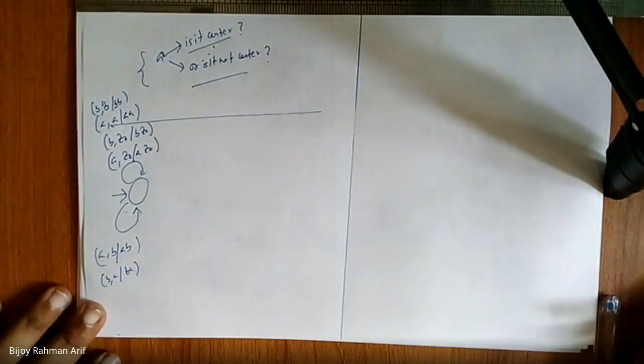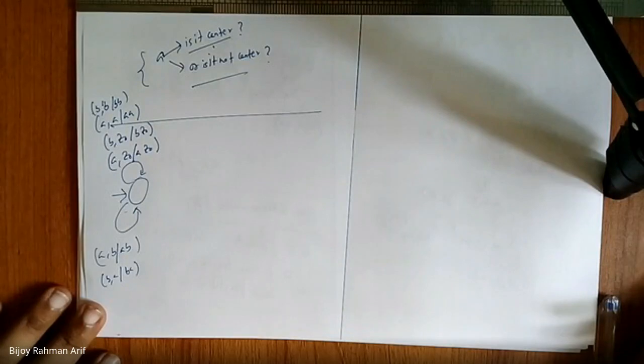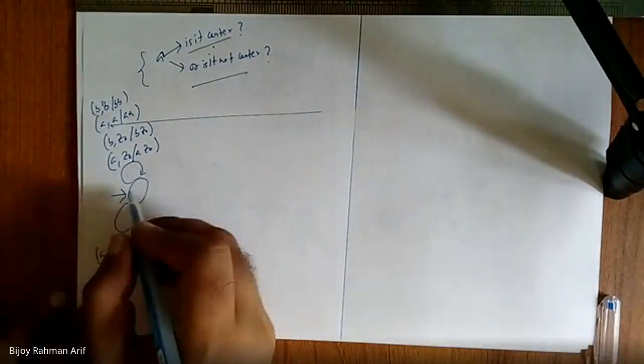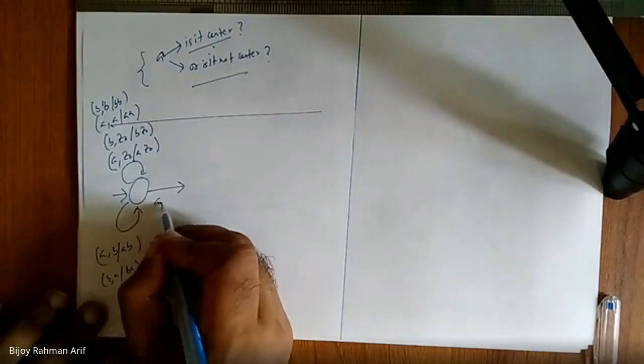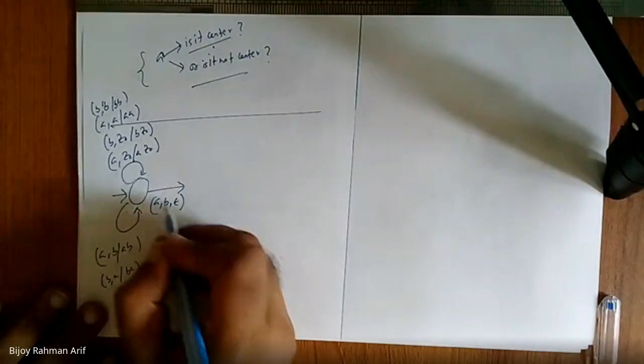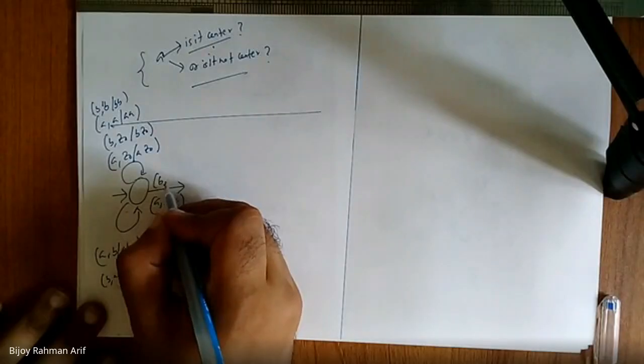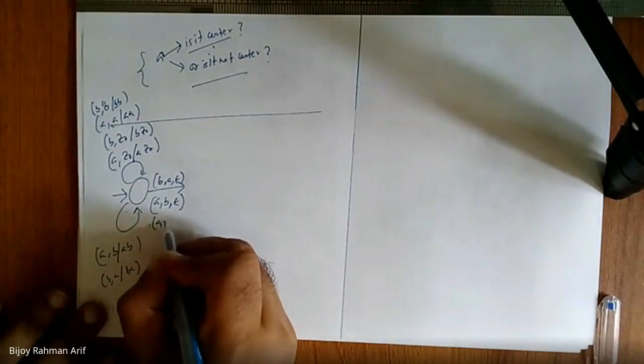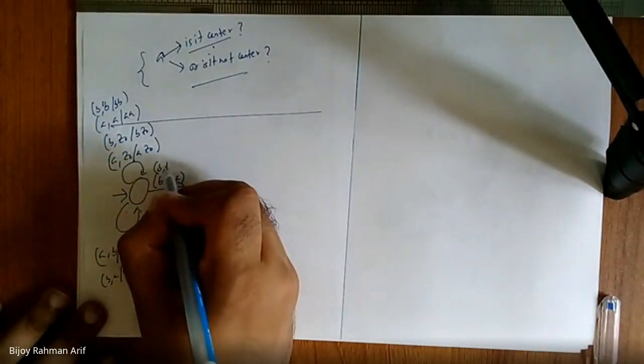Now if it is the center, then go to a new state. And if it is the center, what are we going to do? If it is the center, A comma B, we'll discard this. Or B A, we're discarding. Or A comma A, discard this. Or B comma B, discard this.